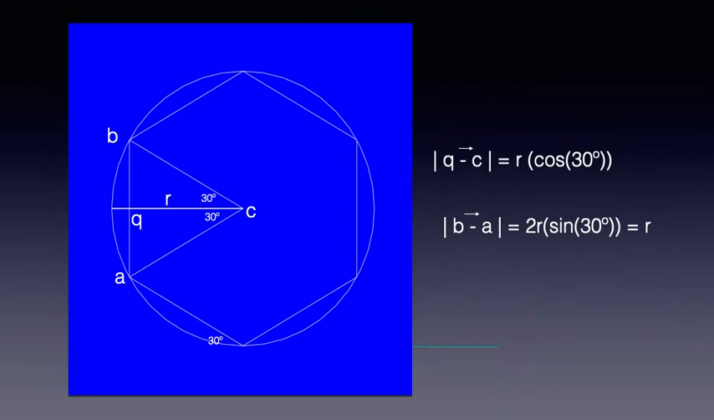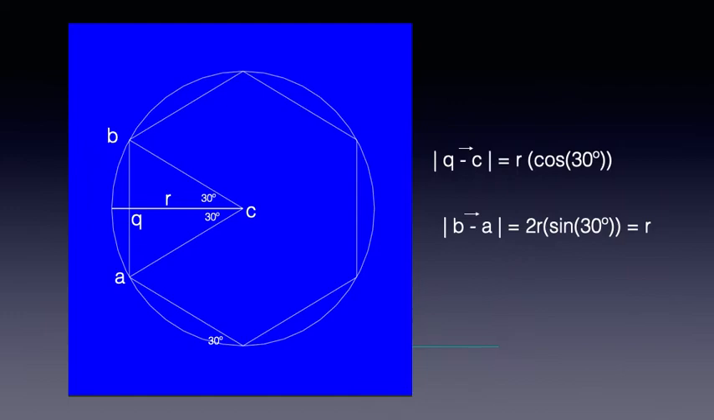Okay, what is shown is a hexagon with its outer circle. There's a center point C and there's a radius R. There's a point Q which passes through an edge. The edge is AB. There's line segments from A to C and B to C.